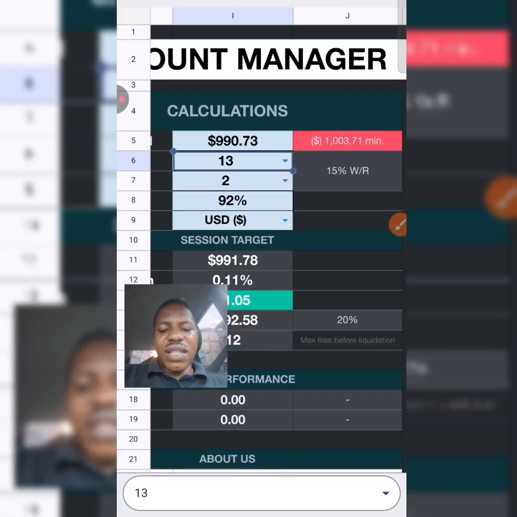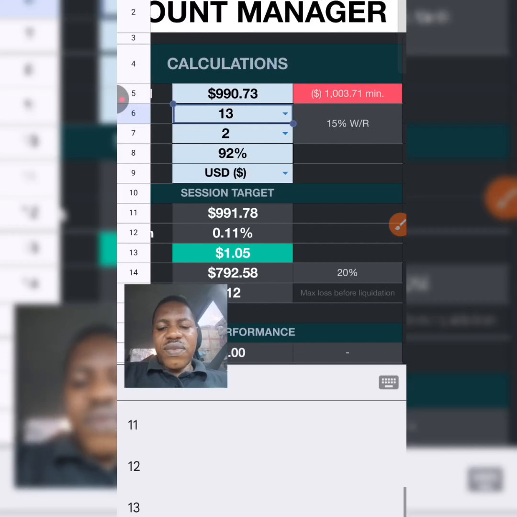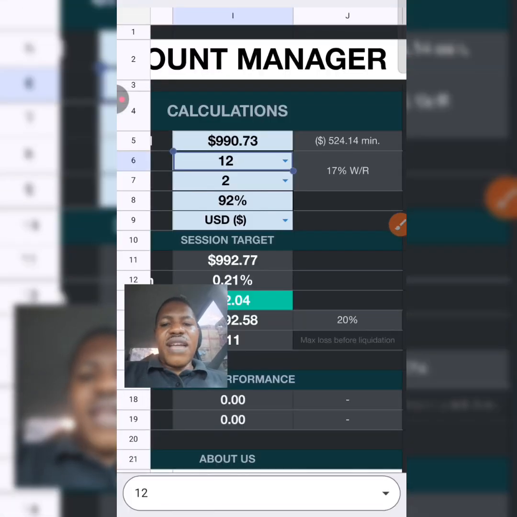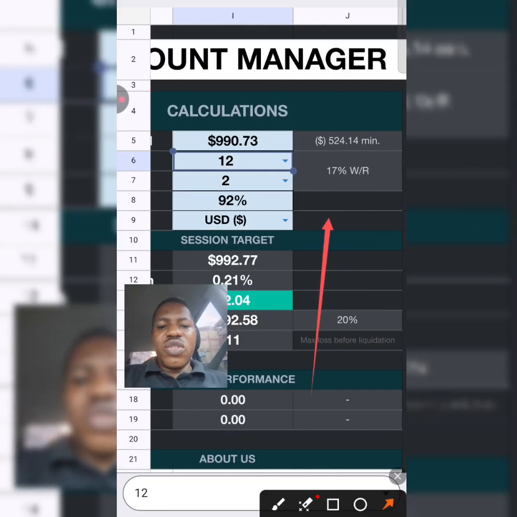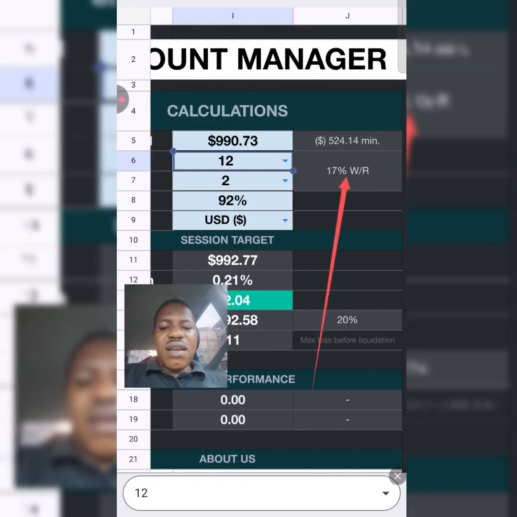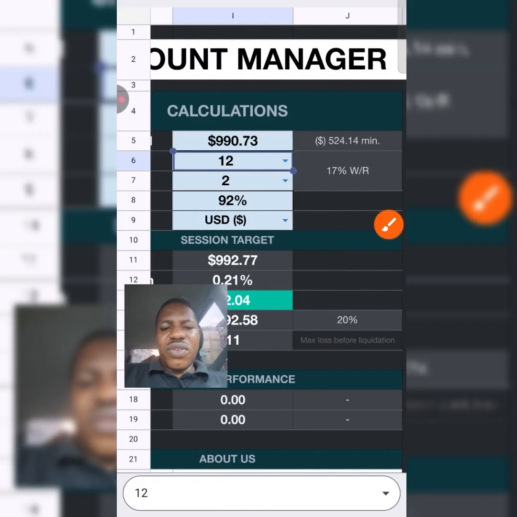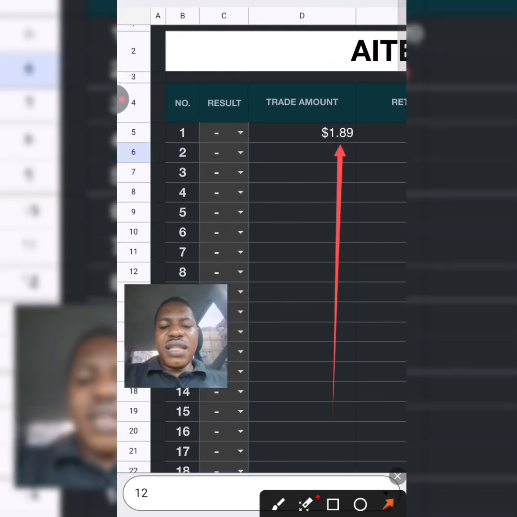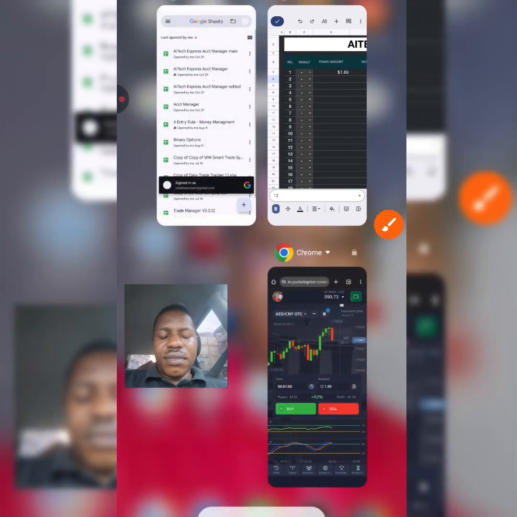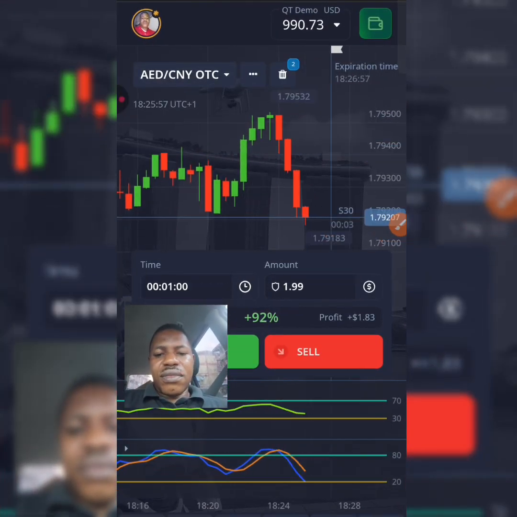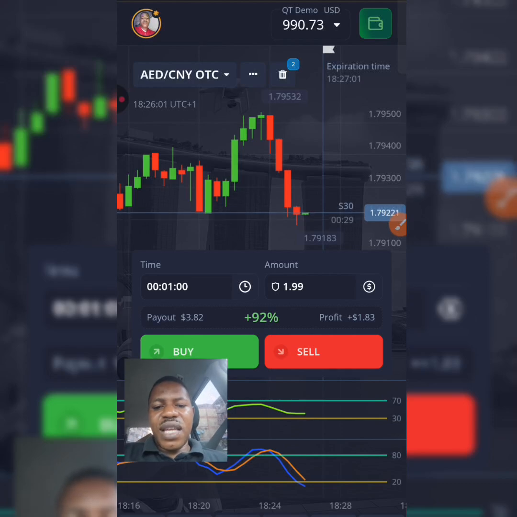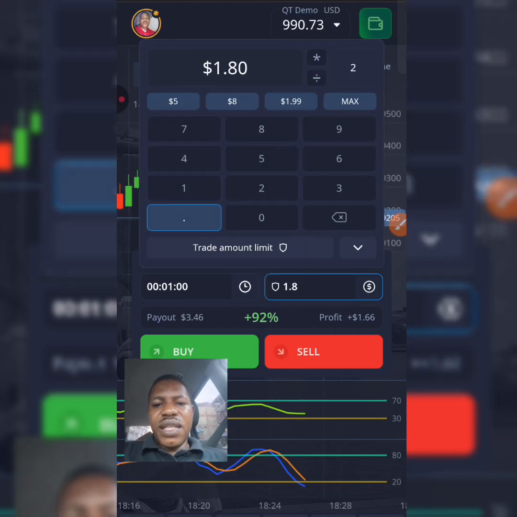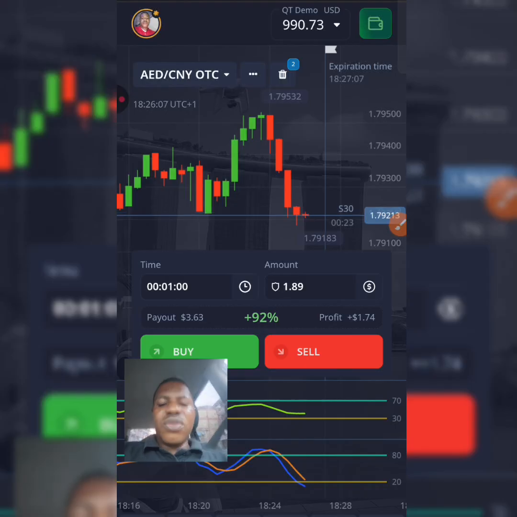I should have at least $1,000. Let's try 12. Okay, I should have at least $500. So 12 trades to win 2. It says my winning rate should be at least 17%. And of course you should at least have a 30% win rate, then you'll be in profit. So my first amount will be 1.89. I'll set my first amount here, 1.89. Now, how do we use this strategy?